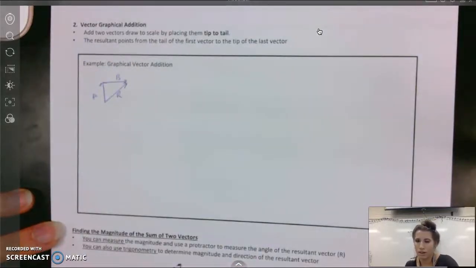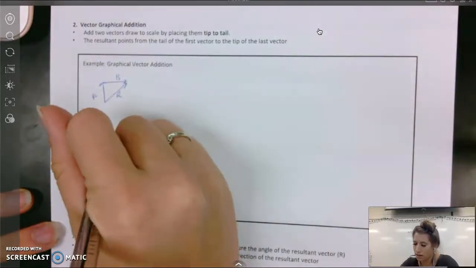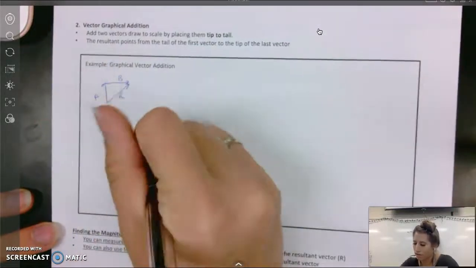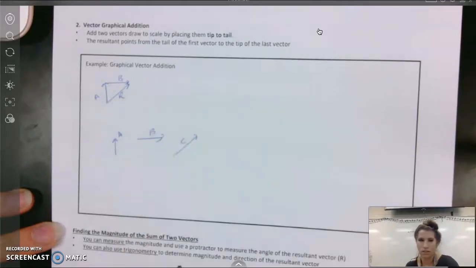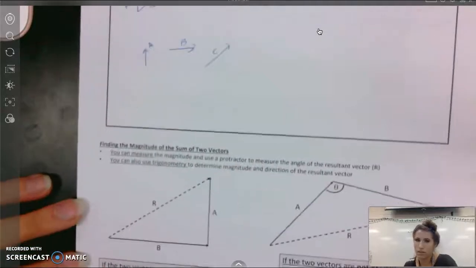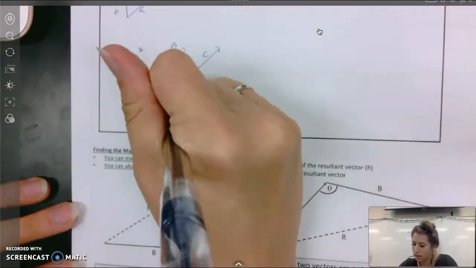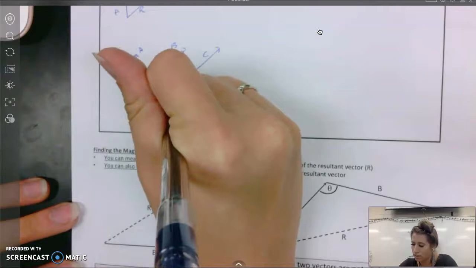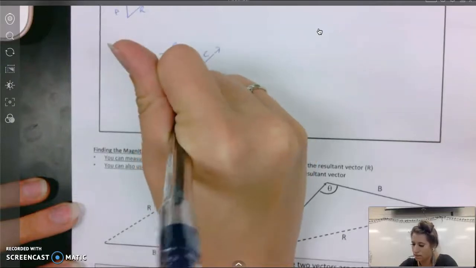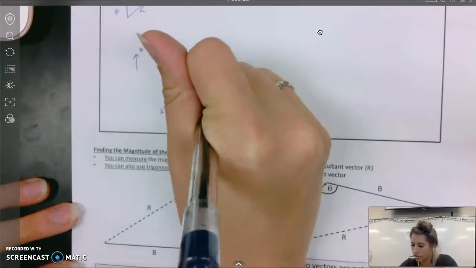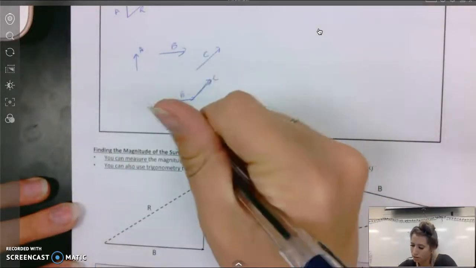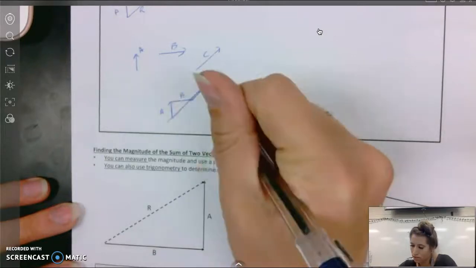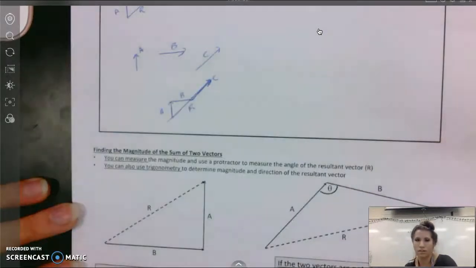Now it doesn't have to be two vectors, we can have multiples, like we could have vector A, vector B, then we could also have a vector C. And we can add all these together. We can take A, add it to B, and then add that to C. And then our resultant is from the tail of the first to the tip of the last. So our resultant, it's kind of hard to see, but it's right there. It's from the tail of the first to the tip of the last.